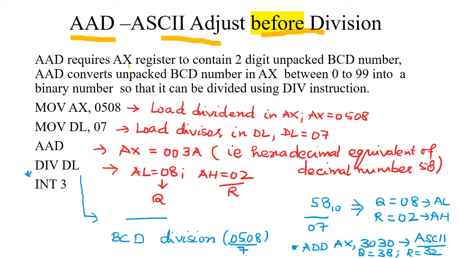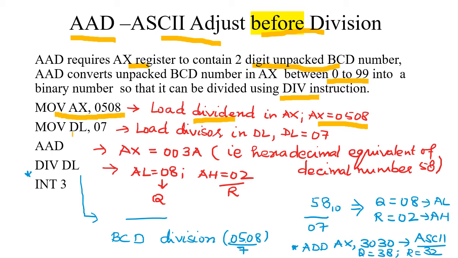It requires the AX register to contain a 2-digit unpacked BCD number. The BCD number should be between 0 to 99. It converts that into the equivalent binary number so that it can be divided using the DIV instruction. For example, suppose I want to divide BCD number 58 by 7. So I will load the unpacked BCD value of 58 in AX, that is MOV AX, 0508. That is, load the dividend in AX, which is equal to 0508.